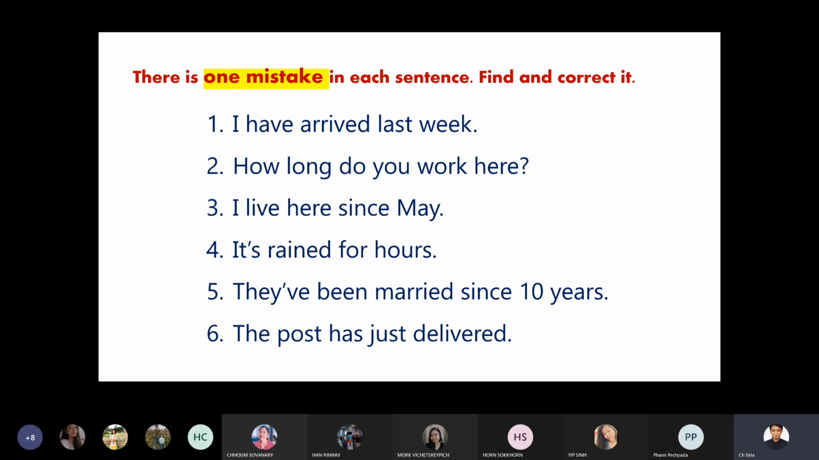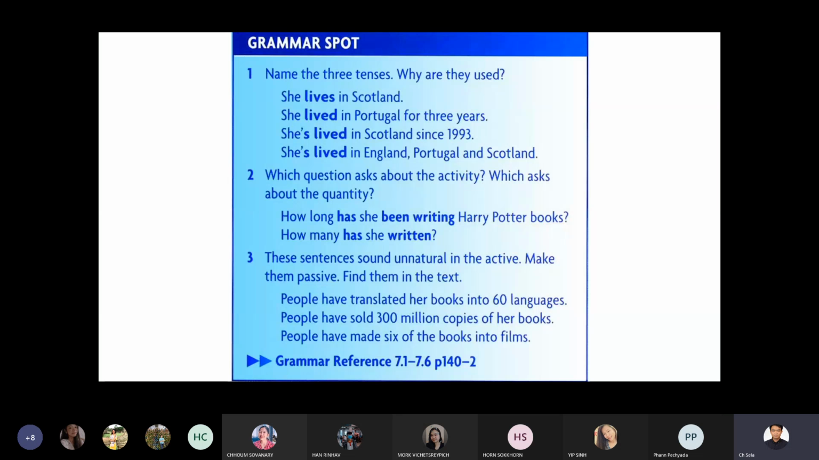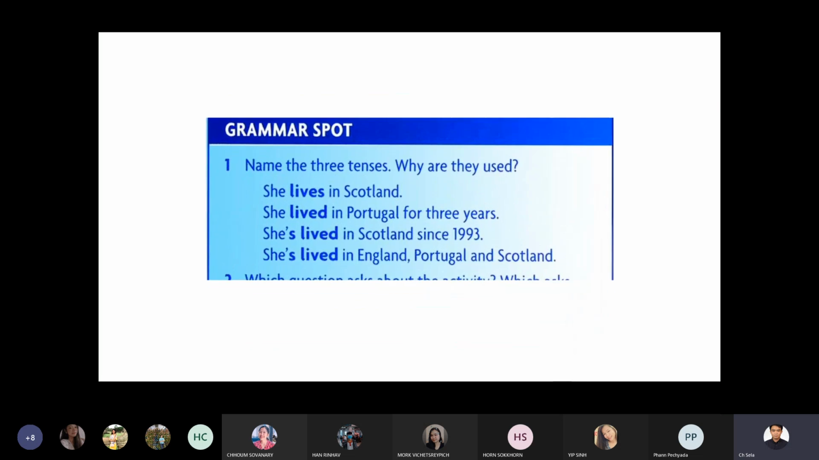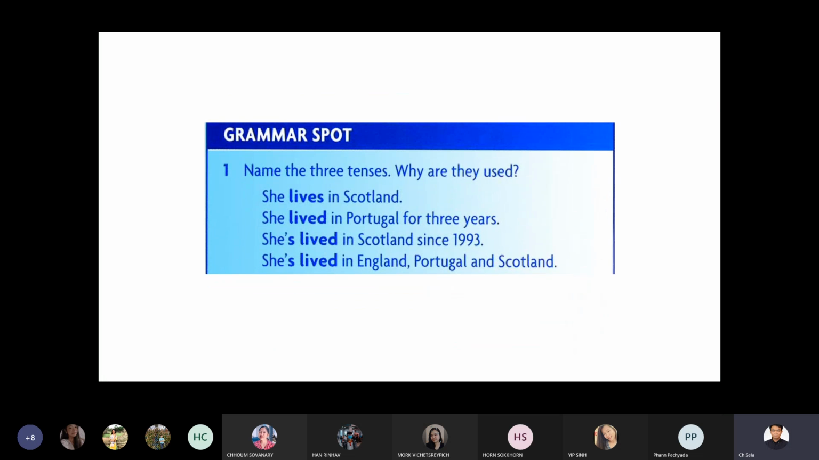Don't worry. All right. Okay, so now we go to grammar spot. Name three tenses. Why are they used? So you have to look at this one. We ask you to have a look at these sentences. She lives in Scotland. She lived in Portugal for three years. She's lived in Scotland since 1993. She lived in England, Portugal, and Scotland. So the first one, what kind of tense is it?